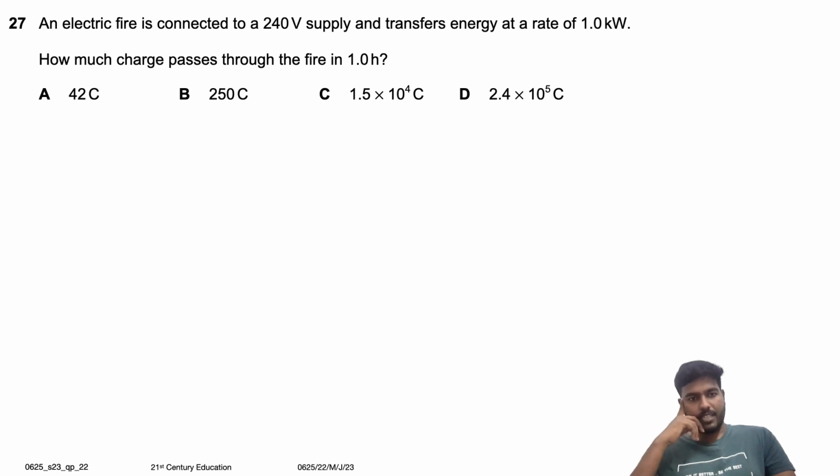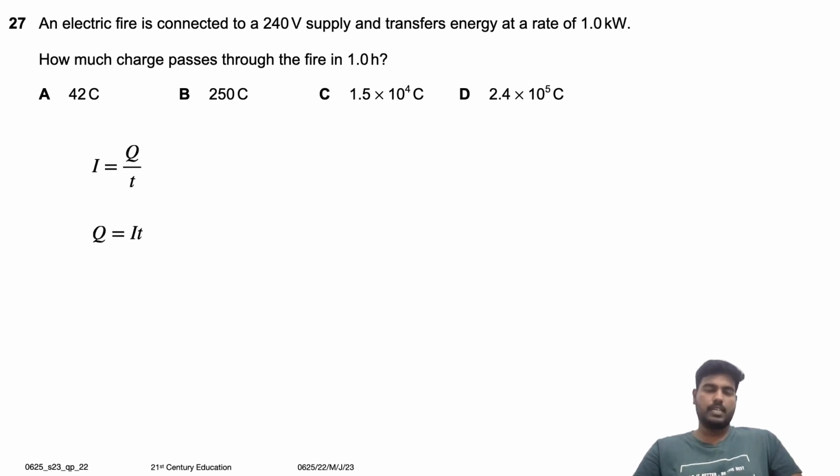An electric fire is connected to a 240 volt supply and transfers energy at the rate of 1 kilowatt. How much charge passes through the fire in 1 hour? Okay, so we have to find how much charge passes through. We have to find Q. How can we find Q? We know that I is Q by T and Q is IT, but we have to find I, current.